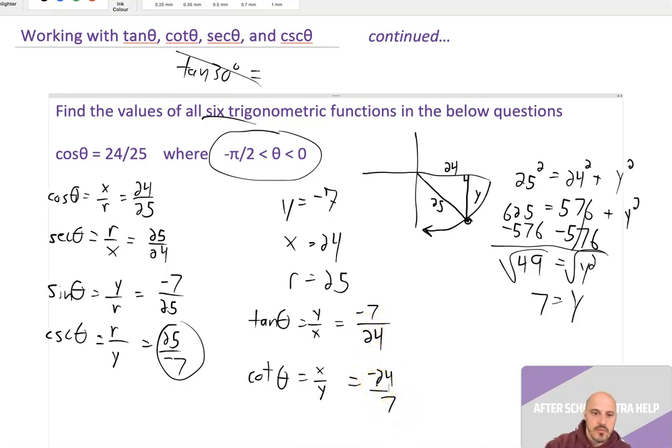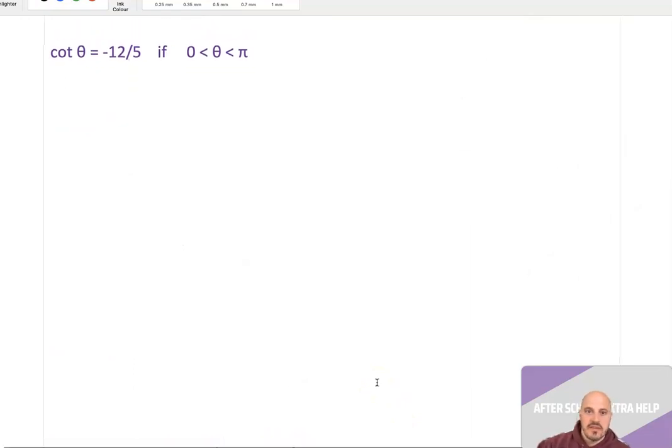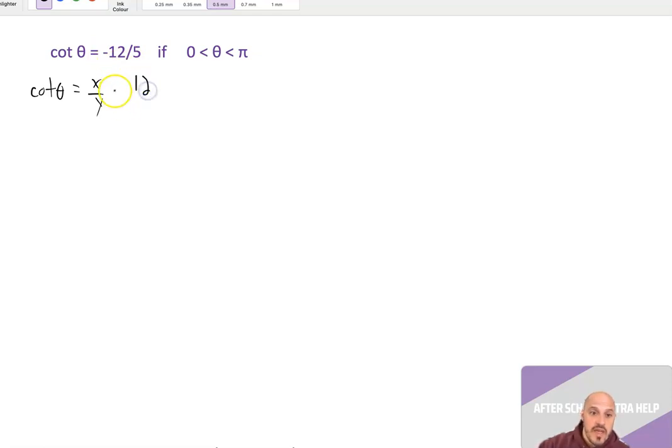All right, let's try another one. We'll do three altogether. Cotangent of theta is negative 12 over 5. Maybe first I'll remind myself what cotangent is. That's x over y, because it's tangent's reciprocal. So I know that x is going to be negative 12. Actually, I'm not sure where the negative is yet, because when we're simplifying, we always put it in the numerator. So maybe let's just write 12 for now, and 5 for now for my y.